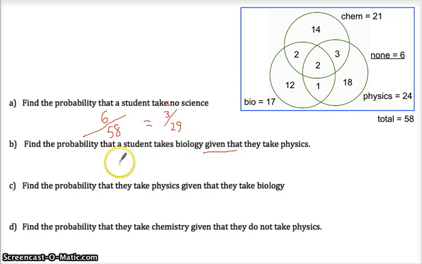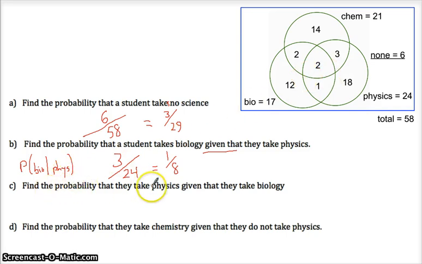Find the probability that a student takes biology, given that they take physics. Okay, given that physics means the denominator is no longer 58, the denominator is the physics. Of this 24, so now focus your attention on the 24. What's the probability that if you're in there, you also take biology? Inside this, who takes biology? Those 3. That's kind of tricky. That's probability of bio given physics. So that's bio and physics, which is the 3, divided by just physics, which is the 24.